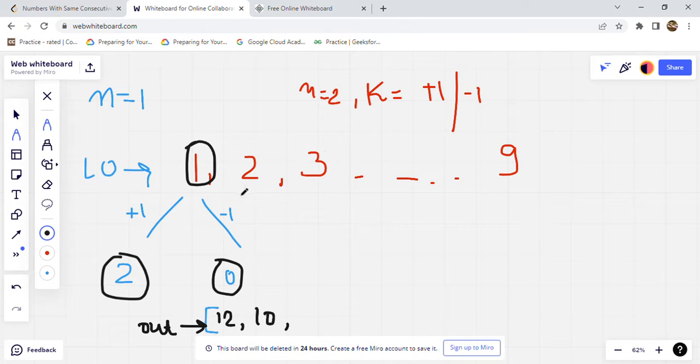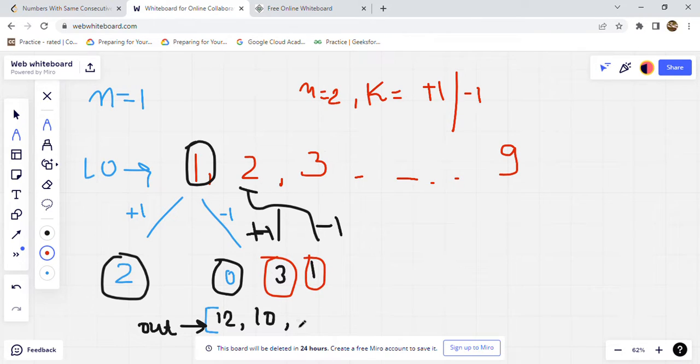Likewise for the next number, what are the options? Either we can add 1 or subtract 1. So 2 plus 1 will be 3 and 2 minus 1 will be 1. So the first digit is 2 and the next digit is 3, or the next digit could be 1. These are the possibilities. Like this we will generate for all the numbers from 1 to 9.